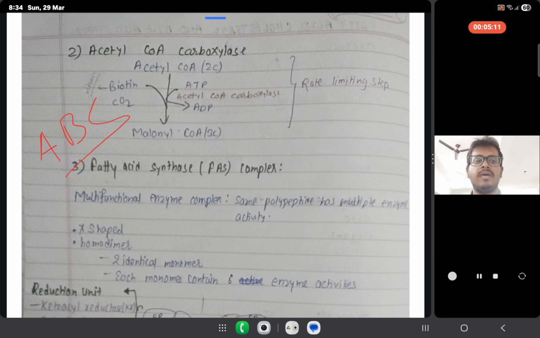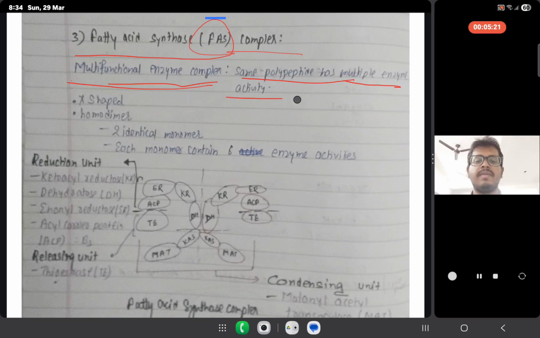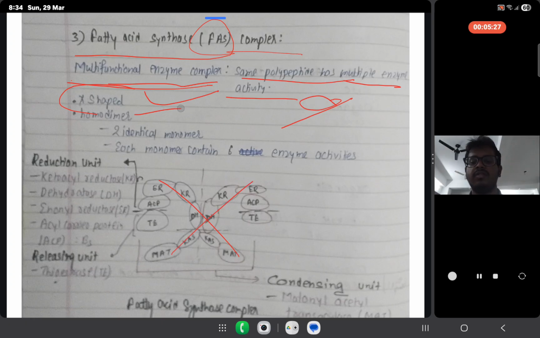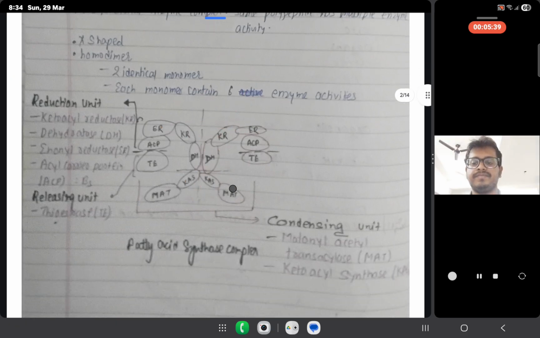Now third, we will talk about fatty acid synthesis, that is the FAS complex, the fatty acid synthase complex. It is a multifunctional enzyme complex. The same polypeptide has multiple enzyme activities. It is a homodimer. Each monomer contains 6 enzyme activities.